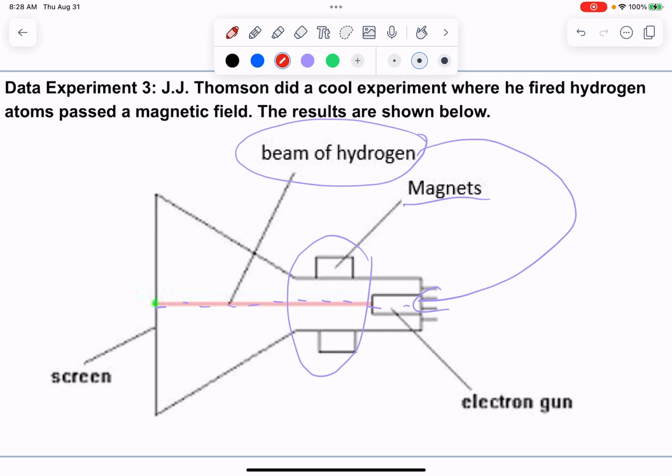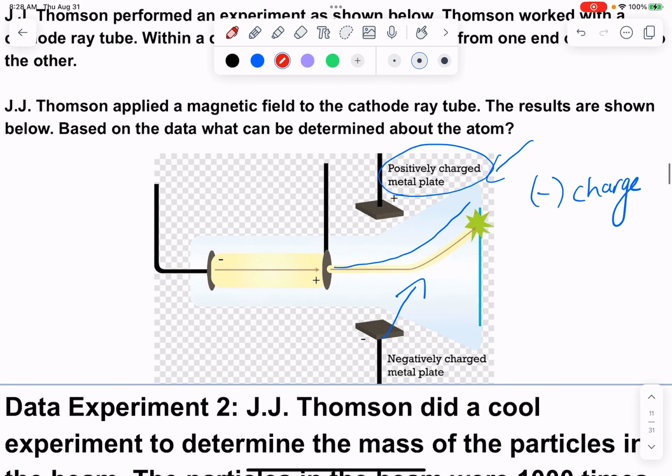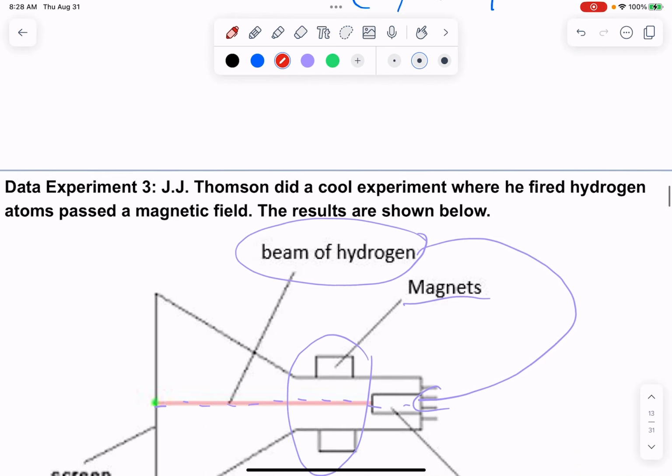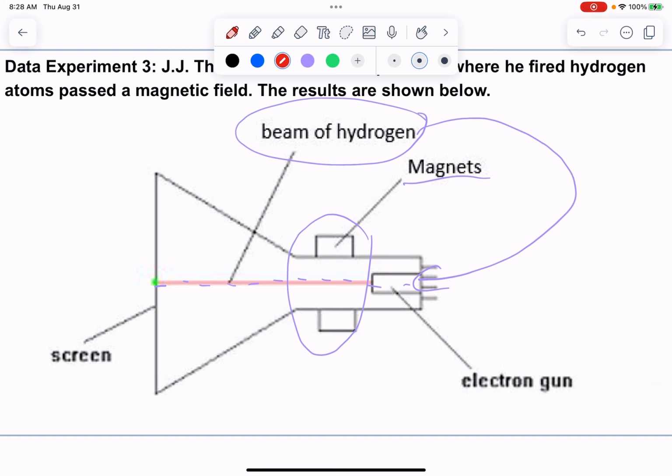which is really interesting because J.J. Thomson just saw, hey, wait a second, there are some particles in atoms that have a negative charge. So how come these hydrogen atoms aren't affected by the magnets? And he said, well, wait a second, if the negative charge is there, but they're not being affected by magnets, there must also be a positive charge that's canceling out the negative, because these hydrogens aren't interacting with magnets.